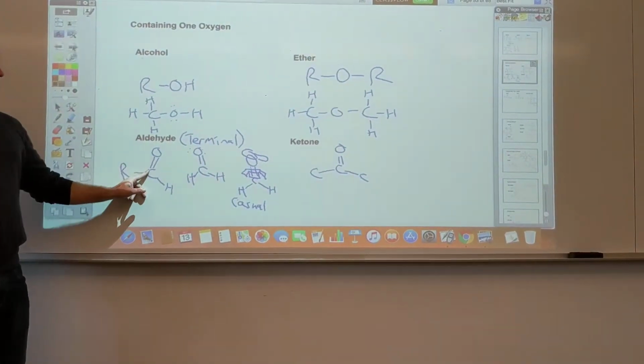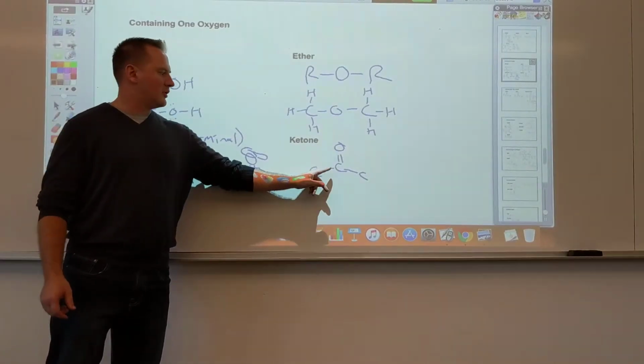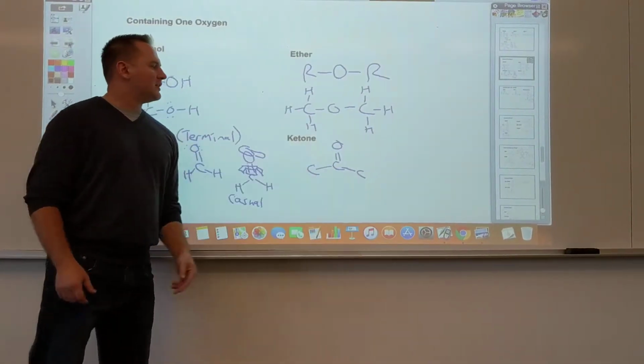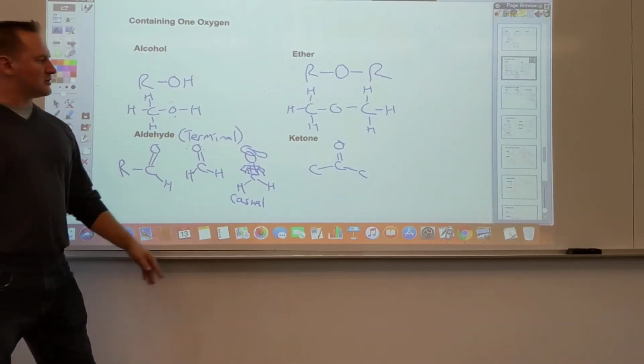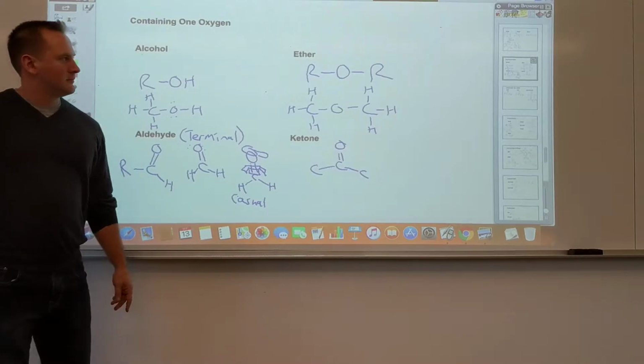An aldehyde and ketone are essentially the same thing. It's when you have a carbon double bonded to an oxygen. The difference between them is an aldehyde happens on a terminal carbon at the end of the chain, whereas a ketone happens in the middle.